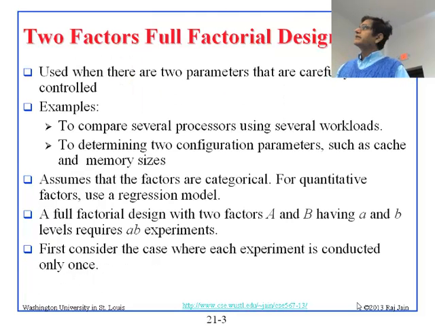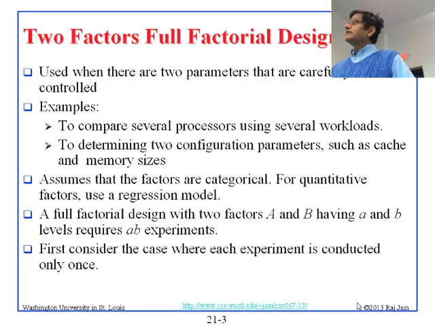So, 2-factor full factorial design. We are not saying 2 raised to k, we are saying you have just 2 factors but any number of levels. You could have 3 levels for one and 5 levels for the other. So 3 times 5. 3 raised to 1 times 5 raised to 1. Right?